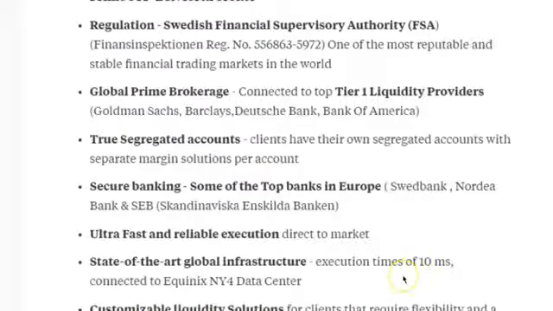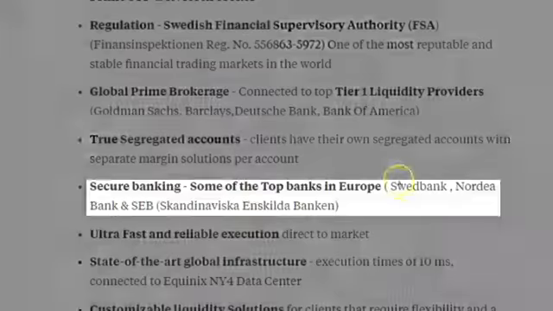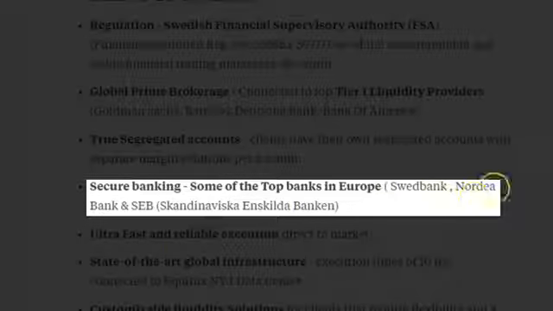They offer true segregated accounts. Many of these brokers don't offer these type of accounts. What happens is they offer you an account and they say it's segregated, but it's not. What they're doing is they're essentially taking that money, and a lot of the time that money is used for operations of the company. They only deal with the top banks, so some of the top banks in Europe. These are some of them here: Swedbank, Nordea Bank, and SEB.